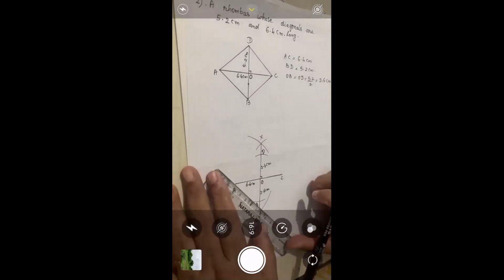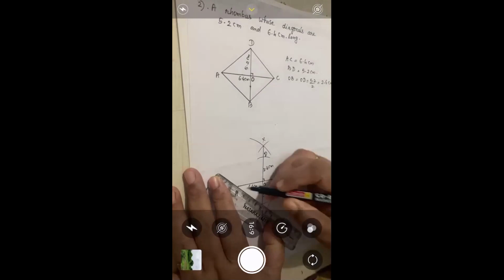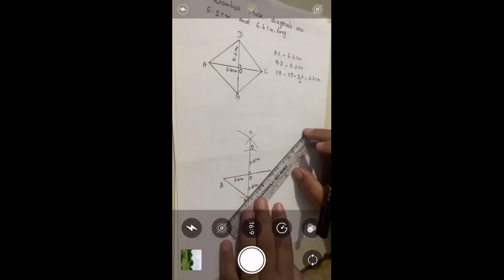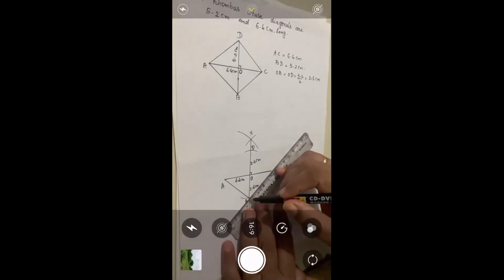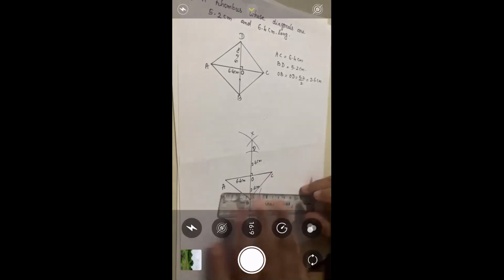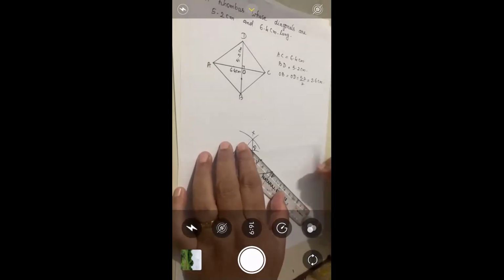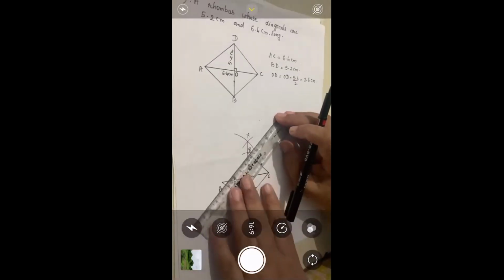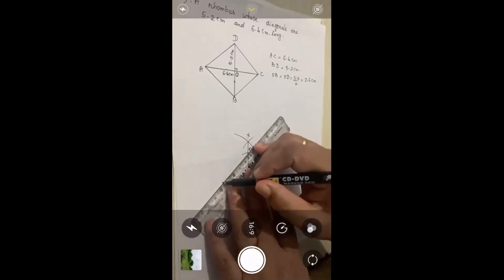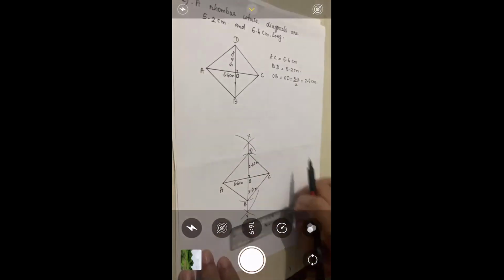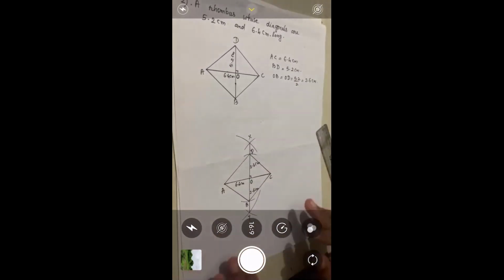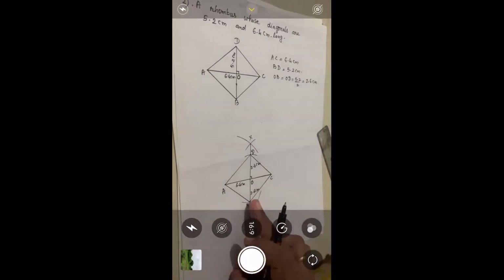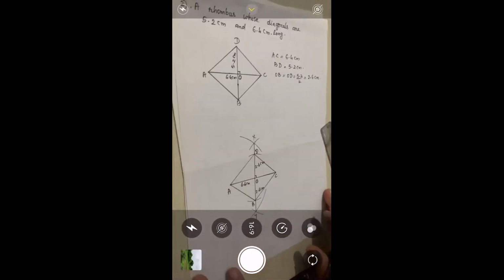See, first I am joining A and B. So I have got AB. Then another side BC. Join BC. Then the third side CD, and the fourth side is AD. So we have got all the four sides, and our rhombus ABCD is ready with the two diagonals AC and BD.